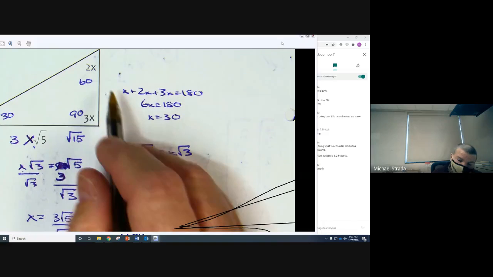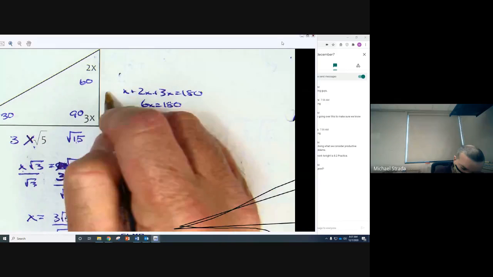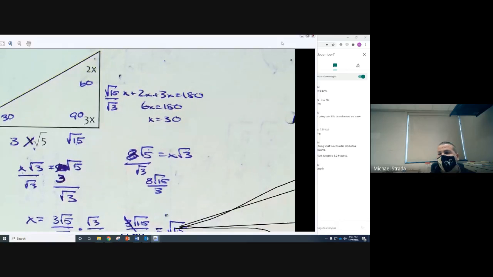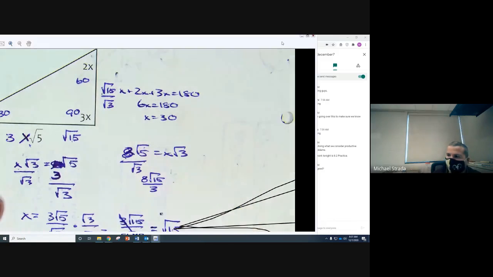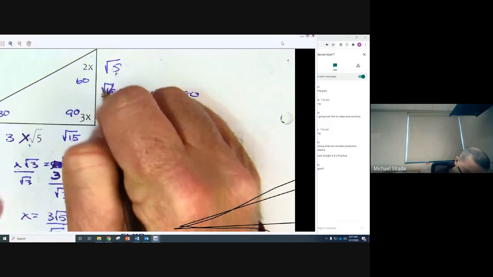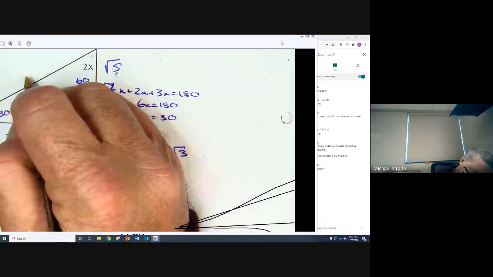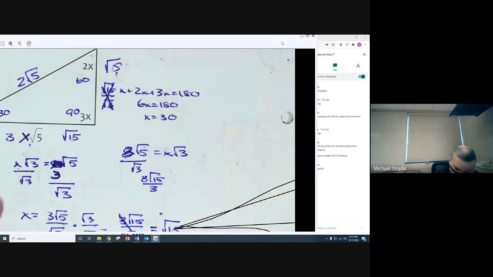Now, to get the shorter leg, remember we divided by root 3. Make sense? Now this would be root 15 divided by root 3. Now, does it go into it? Yeah, so all we got to do is divide. What's 15 divided by 3? 5. Makes sense? So this is square root of 5. And then the hypotenuse would be 2 root 5. Because it's always double the shortest leg.